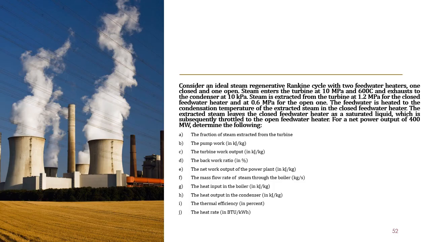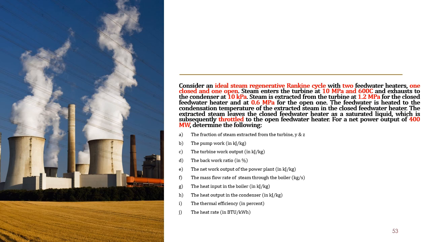And then finally, we have another problem here, wherein we have an ideal steam regenerative Rankine cycle with 2 feed water heaters. We have 1 closed and 1 open. The operating pressures are 10 megapascal for the boiler. We have 10 kilopascal in the condenser. 1.2 megapascal for the closed feed water heater and 0.6 megapascal for the open feed water heater.